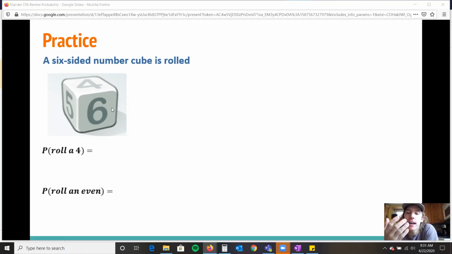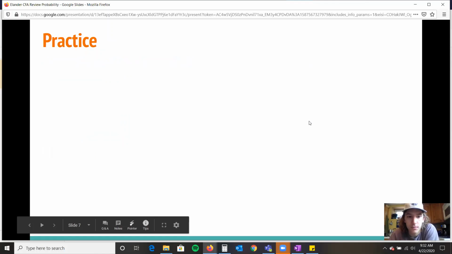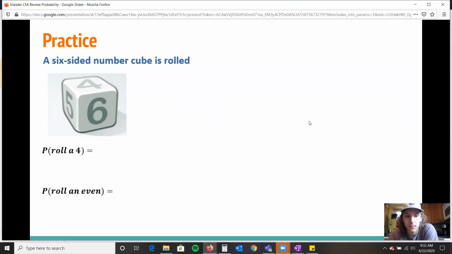If it's a 6-sided die, and it's not rigged. There are rigged dice in the world, and that's pretty tricky. That's when people have a die that always lands on a certain number. But probability of rolling a 4 is going to be 1/6. Now what is the probability of rolling an even number? Probability of rolling an even number.